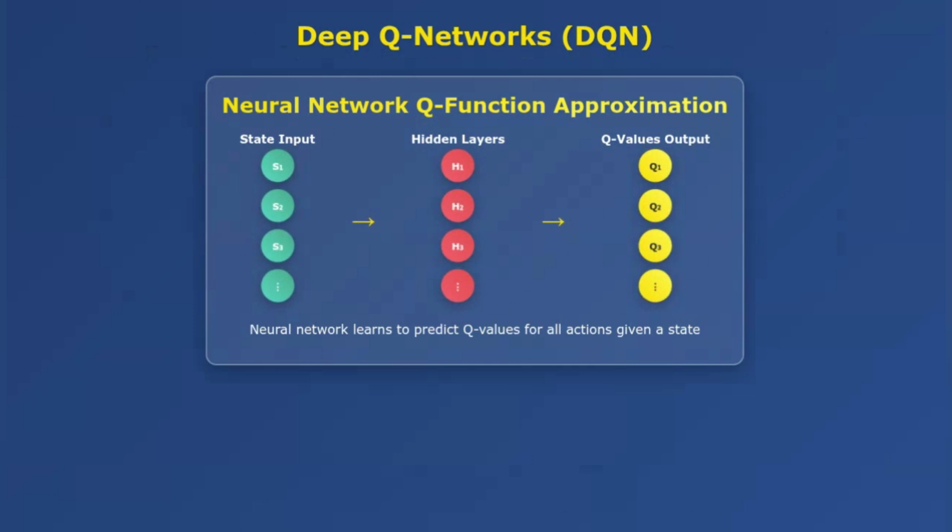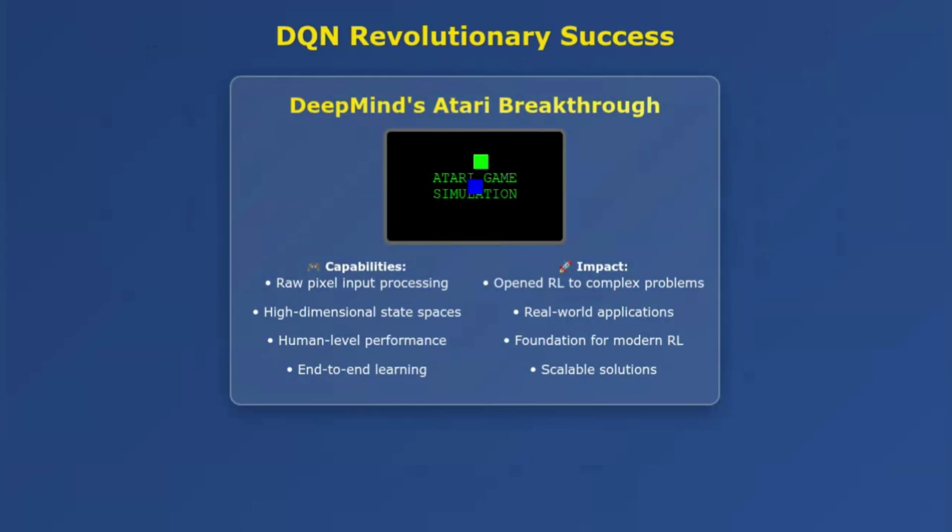The network learns to predict these Q values by minimizing the difference between its predictions and the target Q values from the Bellman equation. DQN, popularized by DeepMind's success in playing Atari games, revolutionized RL by allowing it to handle high-dimensional observations like raw pixel data from a game screen and much larger state spaces. It opened the door for RL to tackle real-world complex problems.